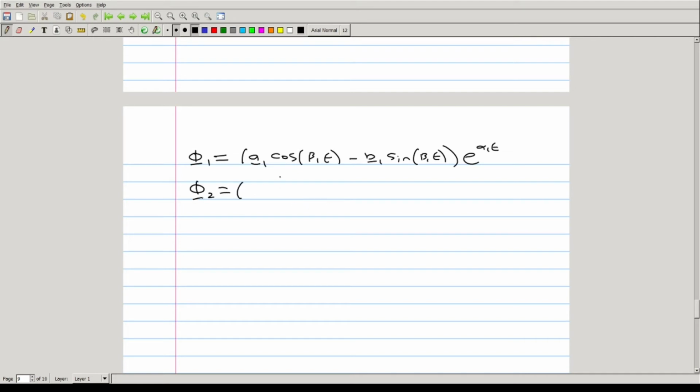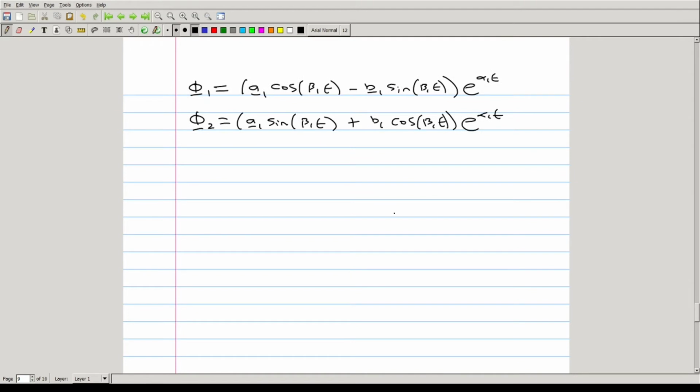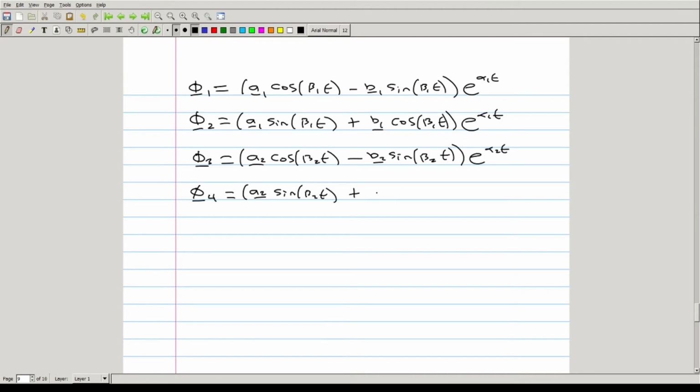Phi 2 ends up being a1 sine of beta 1 times t plus b1 cosine of beta 1 times t, e to the alpha 1 times t. Phi 3 is a2 cosine of beta 2 times t minus b2 times sine of beta 2 times t, e to the alpha 2 times t. And phi 4 is a2 sine of beta 2 times t plus b2 cosine of beta 2 times t, times e to the alpha 2 times t.